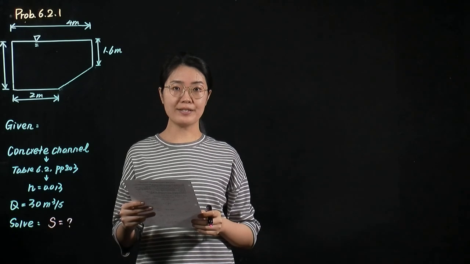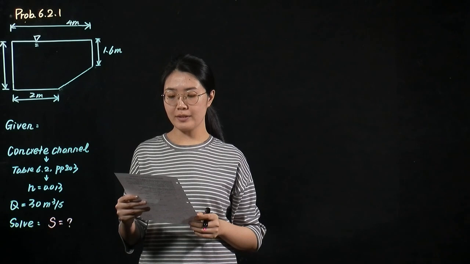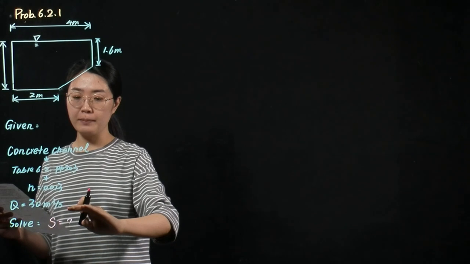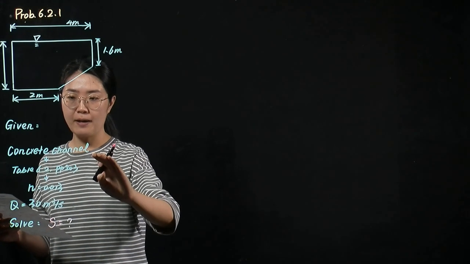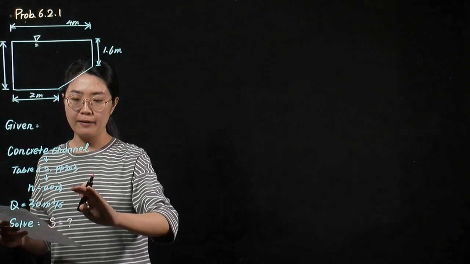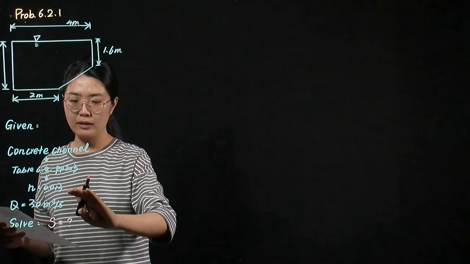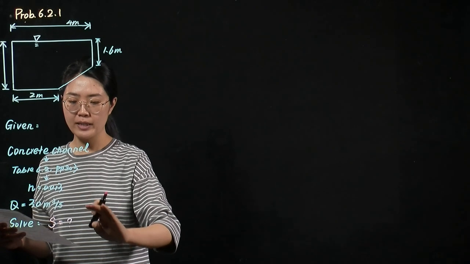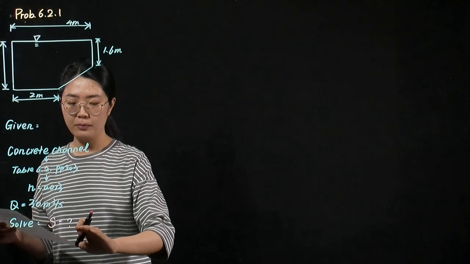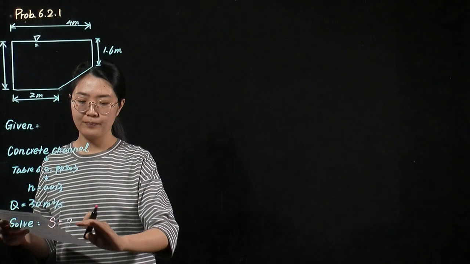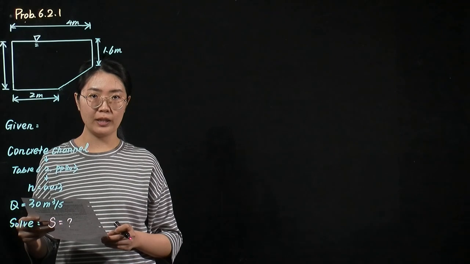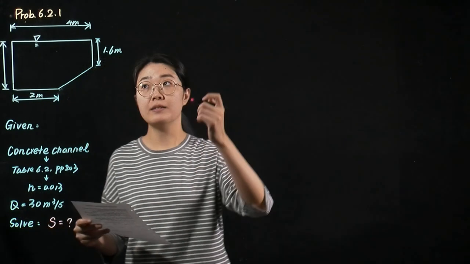Okay, let's take a look at the second problem. A channel with an unusual cross-section carries water at a flow rate of 30 cubic meters per second. The channel is made of concrete. Therefore, based on table 6.2, we can find the Manning's coefficient. It equals 0.013. This problem asks us to calculate the channel slope, denoted by S. To calculate the slope by applying the Manning equation, first we need to calculate the hydraulic radius.